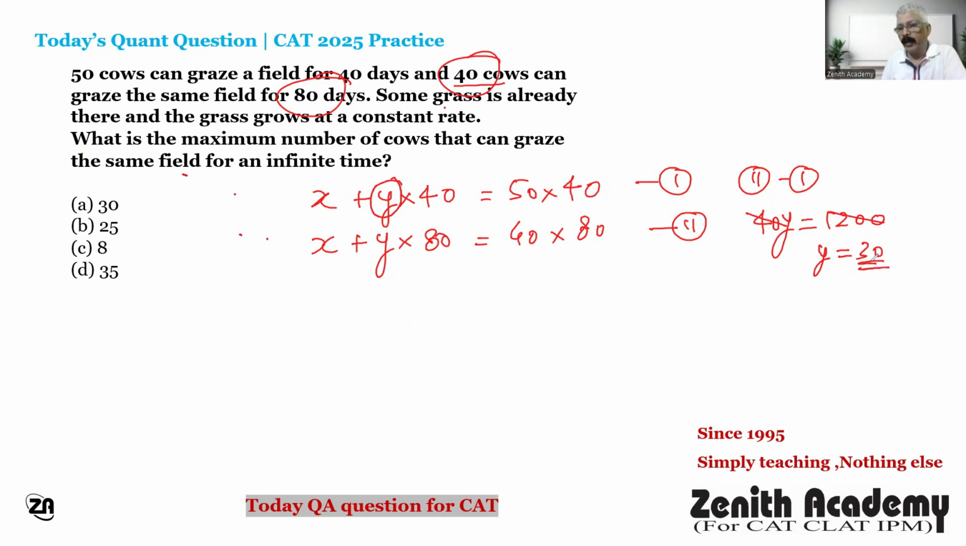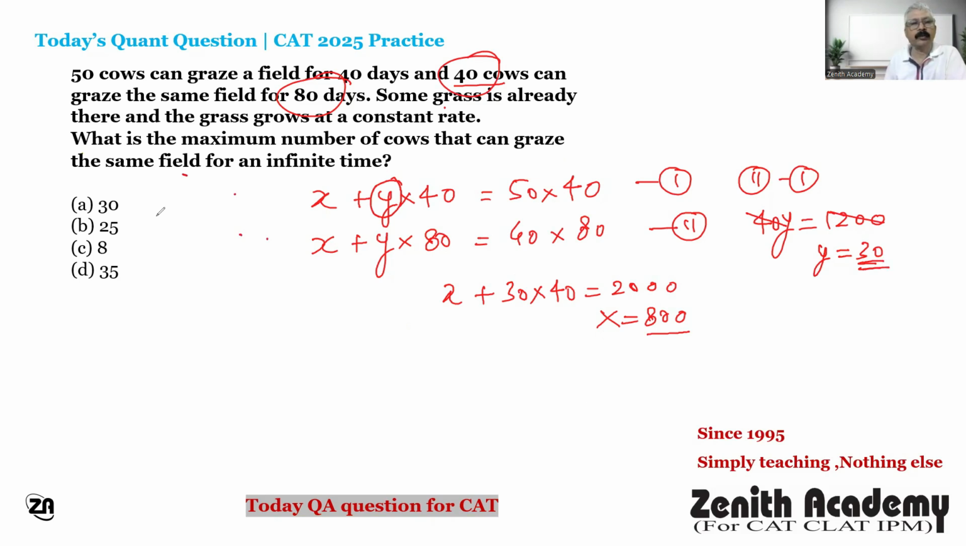So if you put this value of y in either equation, like here x plus 30 into 40 equals 50 into 40, which is 2000. So this is 1200, and 2000 minus 1200 is 800. So 800 units of grass were already present when they took entry, and daily 30 units of grass grow per day.